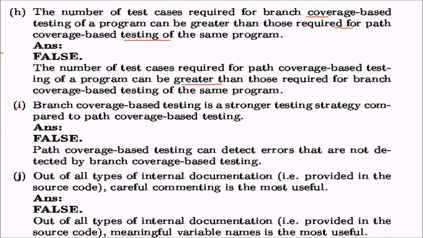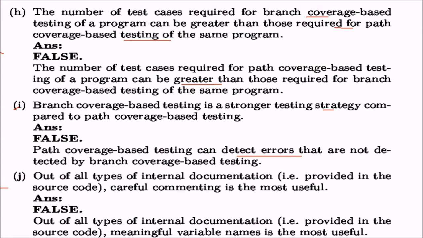I. Branch coverage based testing is a stronger testing strategy compared to path coverage based testing, and this is false, because we have seen in the discussion also that path coverage based testing can detect errors that are not detected by branch coverage based testing. Path coverage based testing detects more errors.